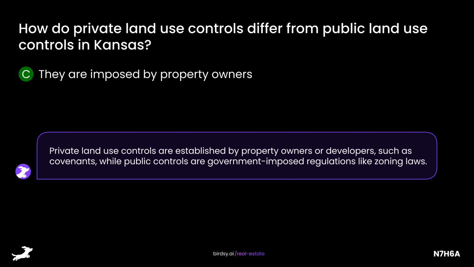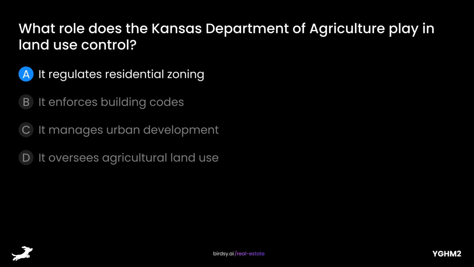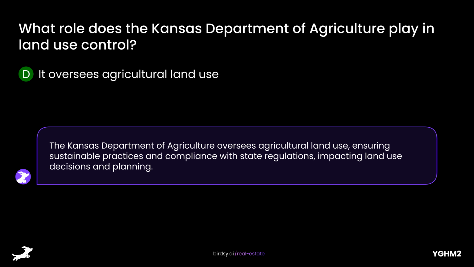What role does the Kansas Department of Agriculture play in land use control? Is it A, it regulates residential zoning, B, it enforces building codes, C, it manages urban development, or D, it oversees agricultural land use? The answer is D, it oversees agricultural land use. The Kansas Department of Agriculture oversees agricultural land use, ensuring sustainable practices and compliance with state regulations impacting land use decisions and planning.